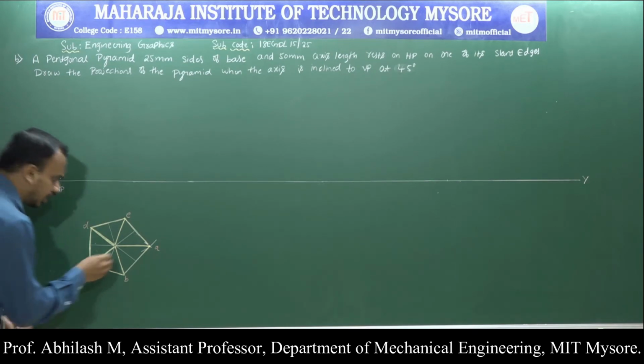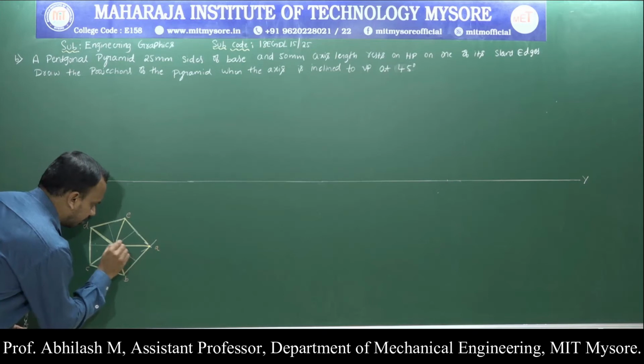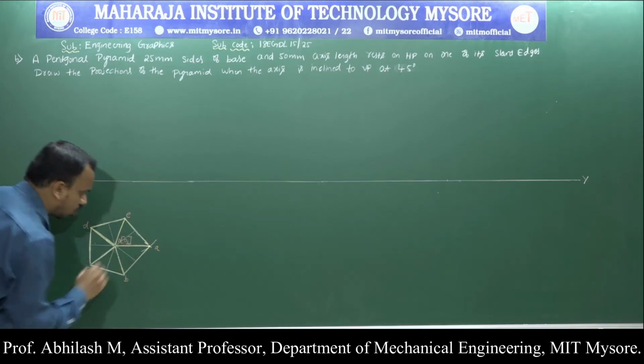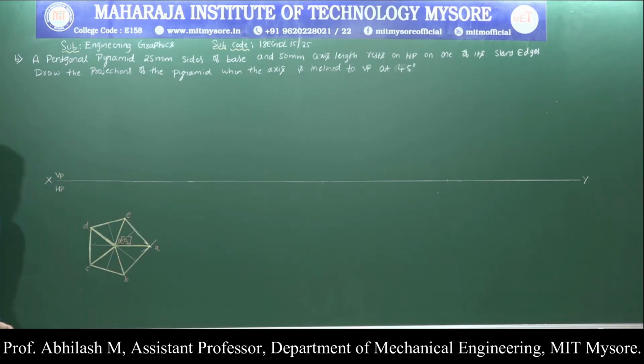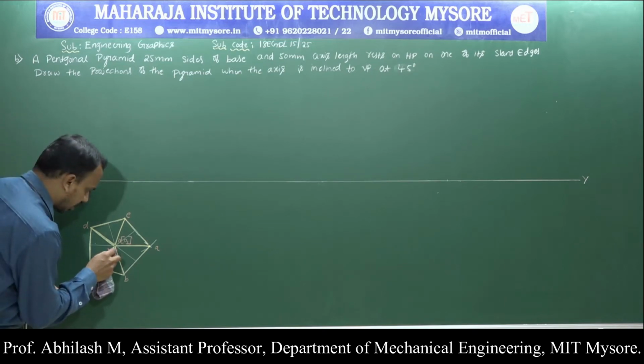So we have forgotten to name here. This particular point will become for us O or O1. Either you can retain these thin lines or you can wipe them off so that it is clearly visible for us.